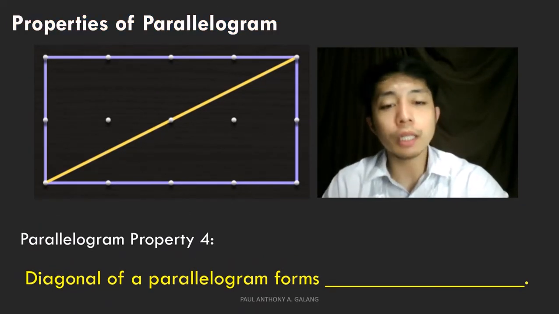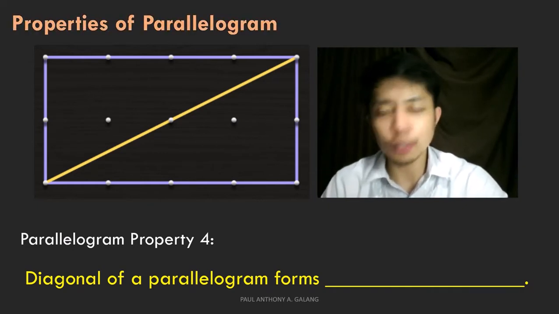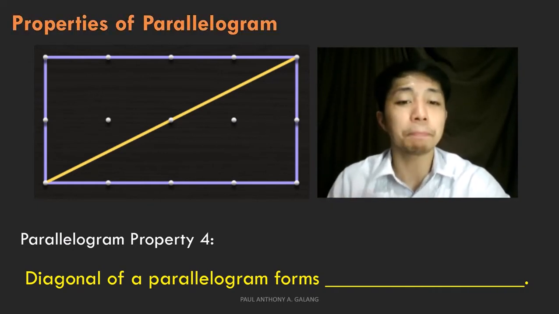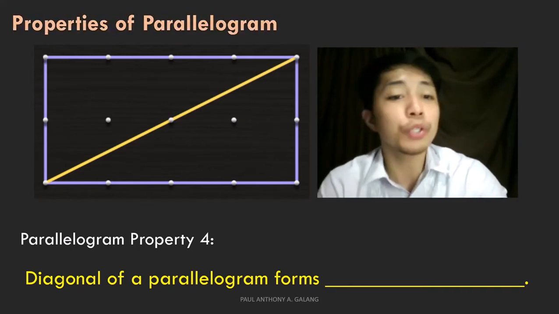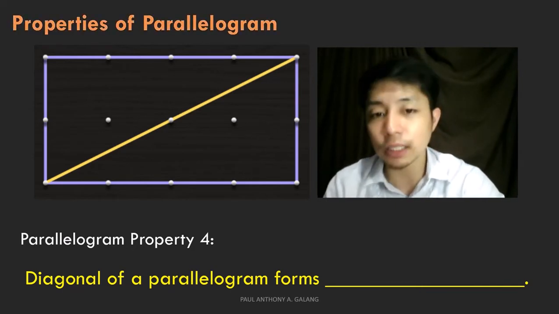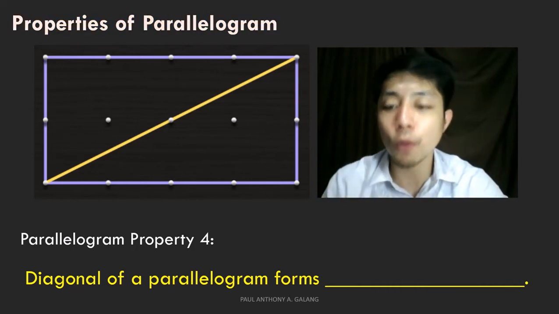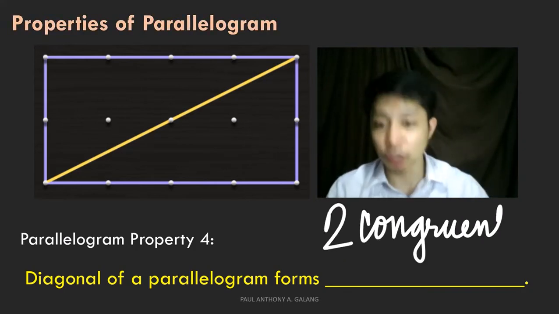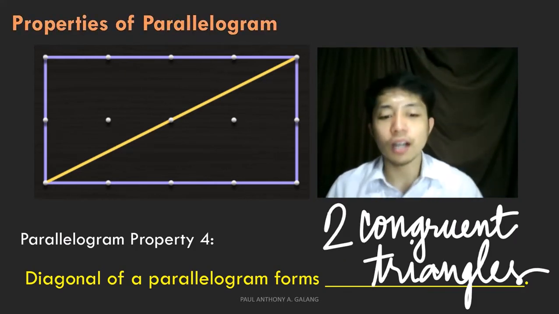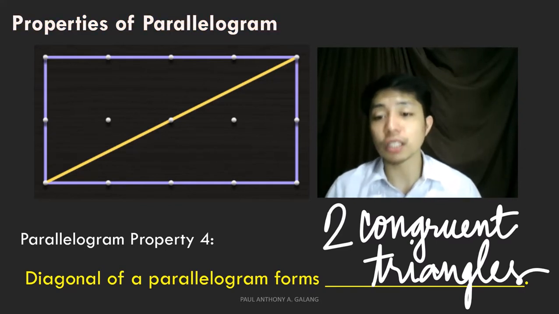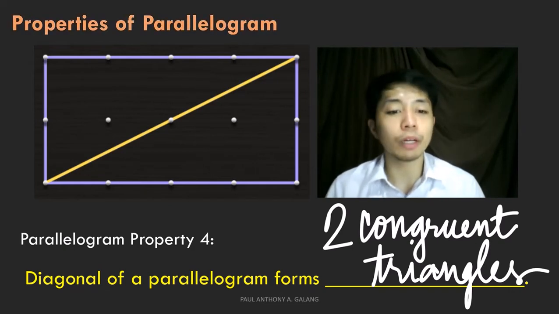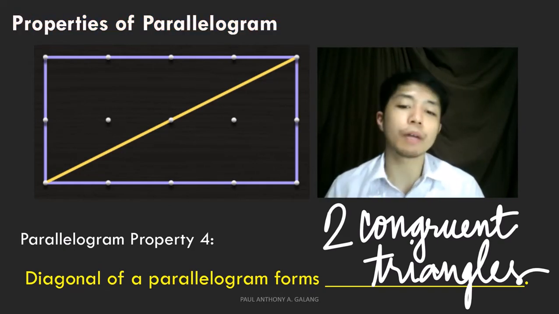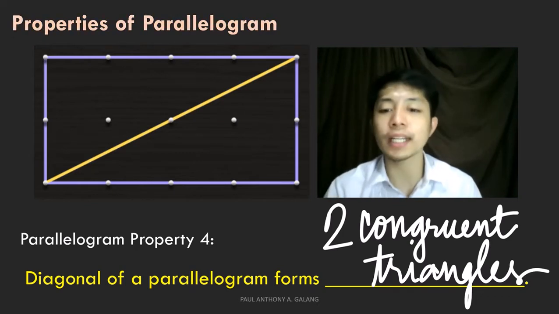Parallelogram property number 4 is that the diagonal of a parallelogram forms blank. This is very easy. This is like a piece of cake. Actually, you can answer this with your eyes closed. When you draw a line segment, or diagonal, in a parallelogram, you form two congruent triangles. That's right. That is evident in the presentation. So that's the fourth property of a parallelogram: a diagonal of a parallelogram forms two congruent triangles.